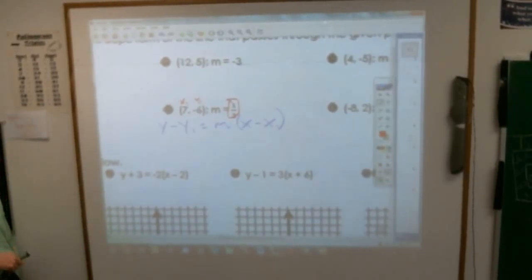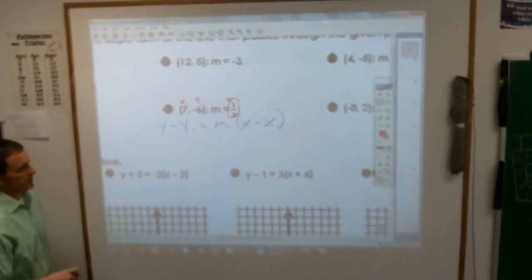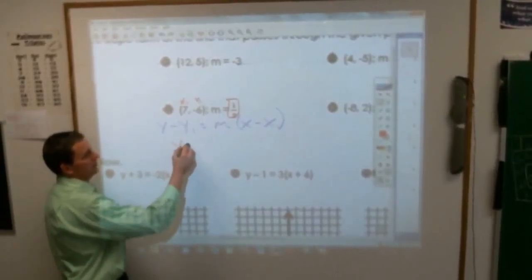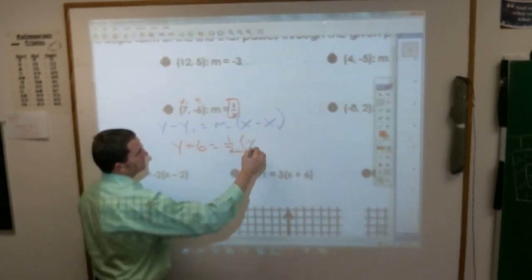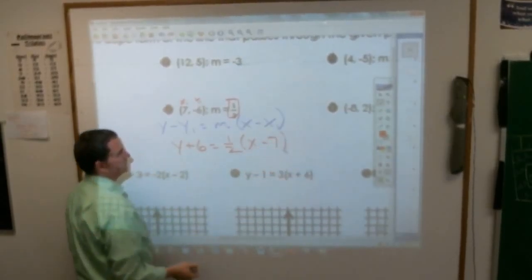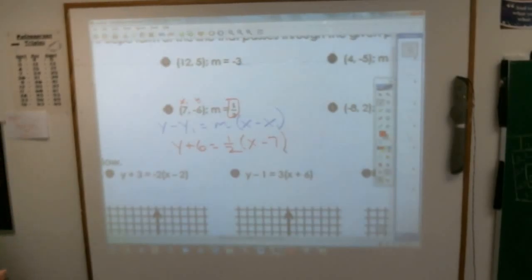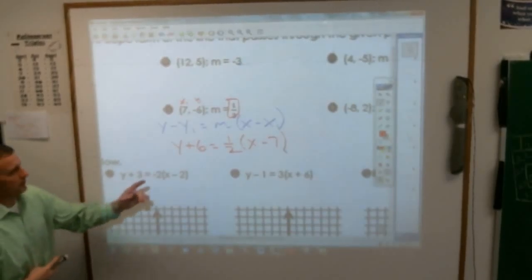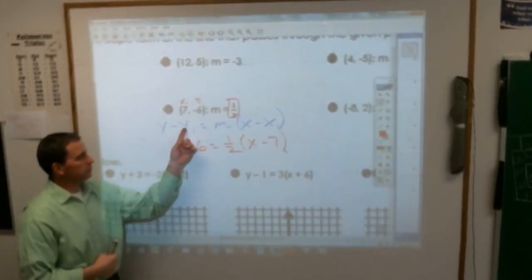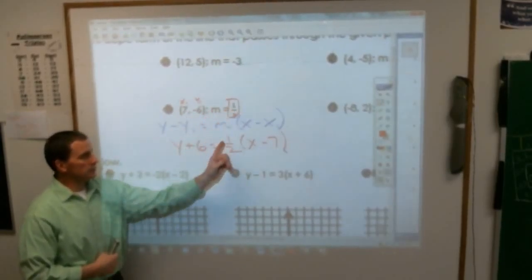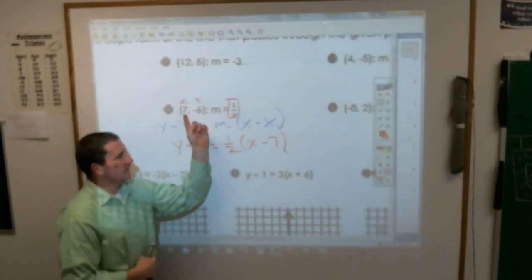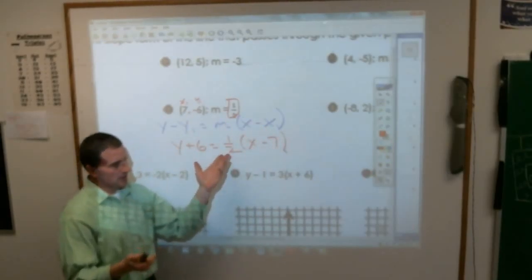So for that, Ryan Schwartz says he got y plus 6 equals 1/2 x minus 7. That is correct. You put in for this y, you put negative 6, so those two negatives made a positive. Slope was 1/2, so you put it there. 7 was x, so it's x minus 7.